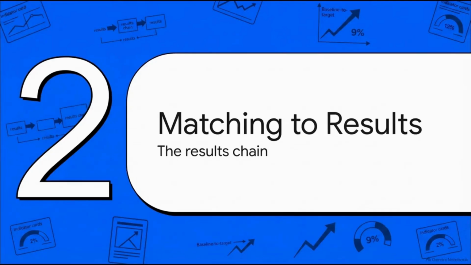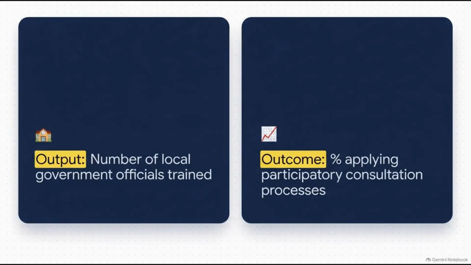Section 2. Matching indicators to results. Okay, matching indicators to results is arguably where most monitoring frameworks either make it or completely break down. It is absolutely vital that your indicator aligns perfectly with the specific level of result you actually want to achieve. Let's look at the absolute most common mistake in M&E. Imagine you have a program aimed at improving the capacity of local officials. The program proudly reports the number of officials trained. Stop right there. That is an output.